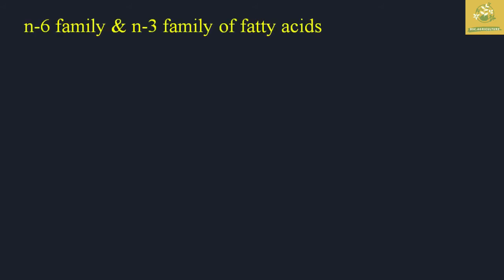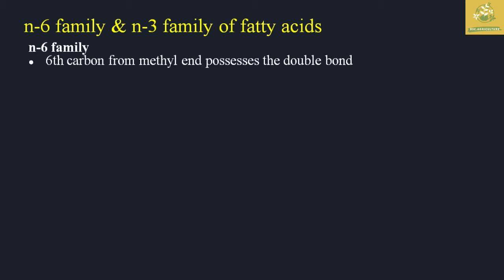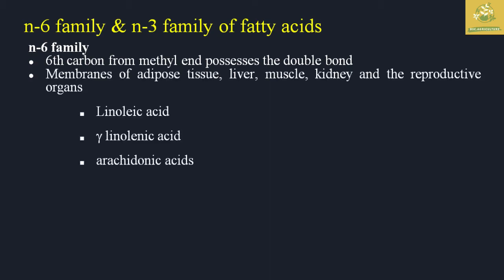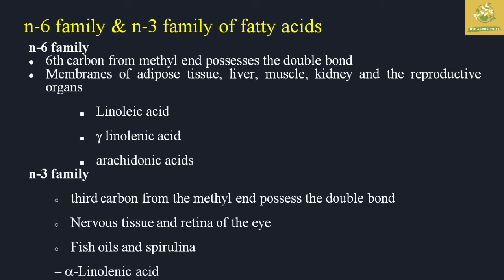After that we are going to see the N6 family as well as the N3 family of fatty acids. In the first one, the N6 family, the 6th carbon from the methyl end possesses the double bond, and the adipose tissue, liver, muscle, kidney and reproductive organs contain a larger amount of N6 family fatty acids. Linoleic acid, gamma linolenic acid and arachidonic acid are examples of the N6 family. The other one is the N3 family, where the third carbon from the methyl end possesses the double bond, and it is mainly found in the nervous tissue of the human body and the retina of the eye.